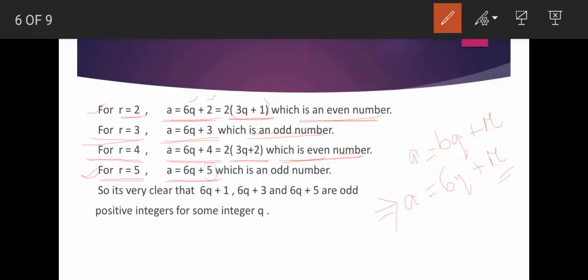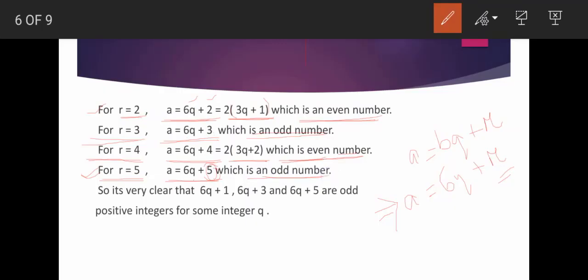Again, we can notice one thing, that 6q is a multiple of 2. We can get a factor 2 out of it. But 5 is not a multiple of 2. That is why from both these two terms, we cannot take common 2. Therefore, this is an odd number.